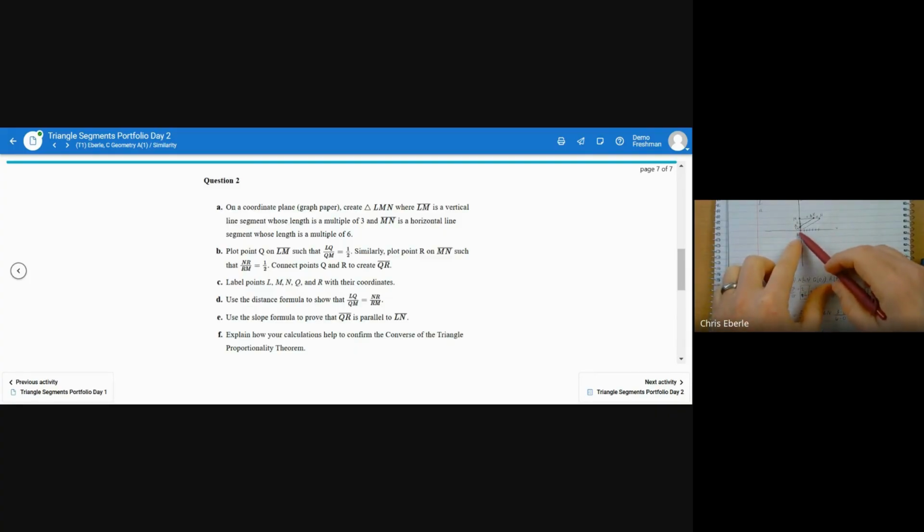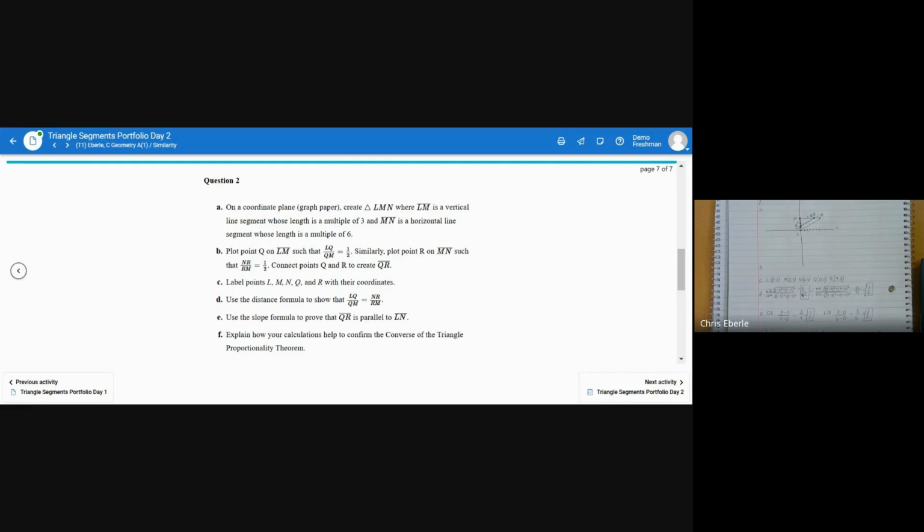So Q should be 1 length or 1 point from L and 2 points from M. So this is a 1 to 2 relationship, okay? And then they're also saying that R should be 2 lengths or 2 points from N and 4 points from M. And again, this is a 1 to 2 relationship. Okay, 2 to 4, which reduces to 1 to 2. So we need that specific relationship when we draw our graph for this one. Okay, so the most specific it's been.